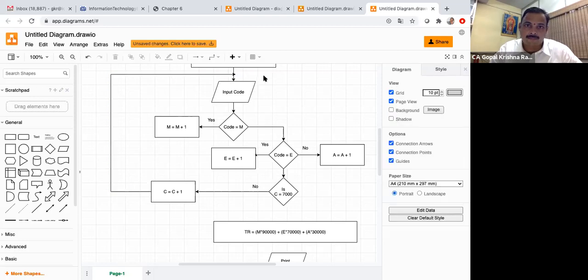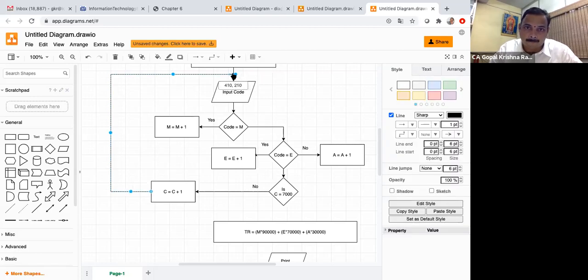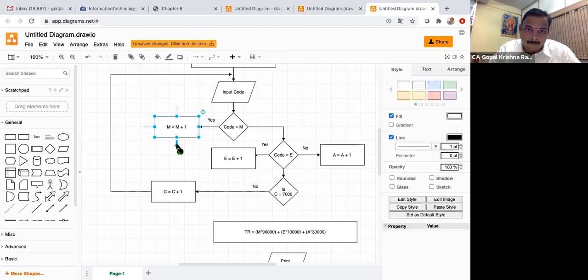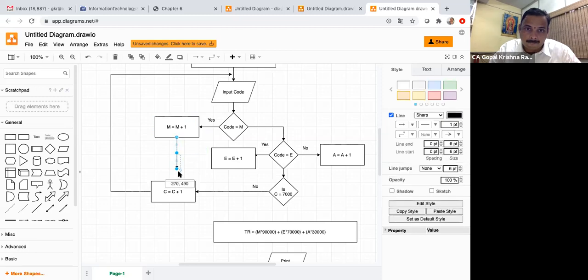Yes, sorry. So I have to connect to, once it is no, add the student and then connect to the input code. So if it is yes and both are yes, then these three I have to connect to this particular point. I think from here.